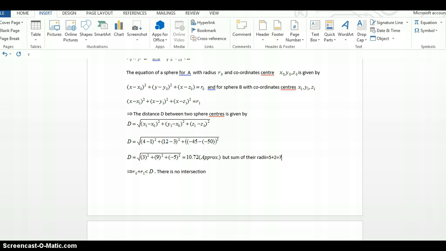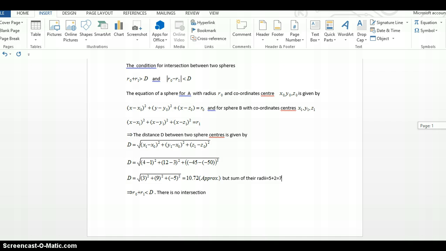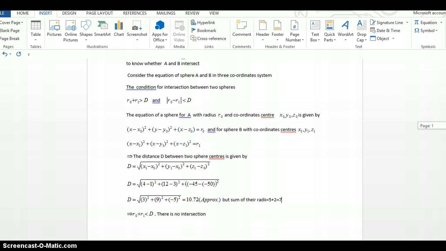So that's that. So that's how we can know when there is collision between two spheres, or when there is no collision between two spheres.